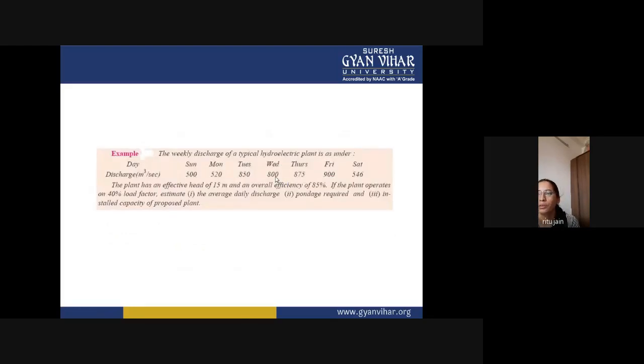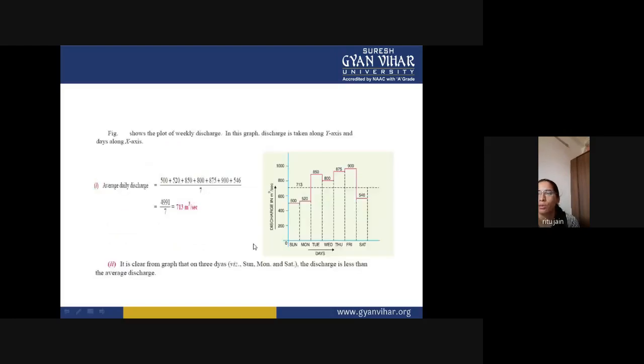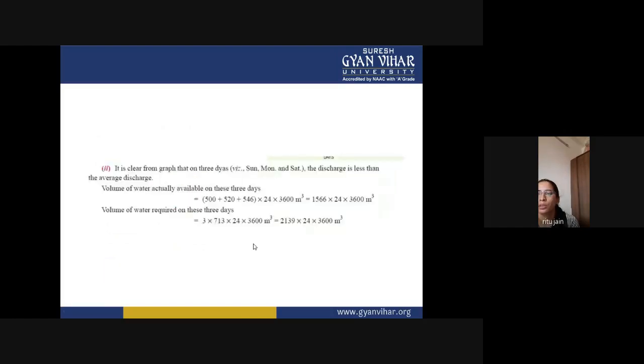Pondage requirement. So we are calculating actually pondage requirement. We have already calculated the average daily discharge. Now you are calculating pondage requirement. So first you have to calculate the volume of water actually available on these 3 days. This is the water which is available on these 3 days, which is in meter cube, and the volume of water required on these 3 days, because the average water which is required is this.